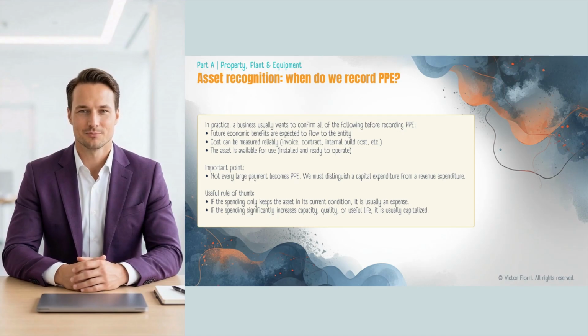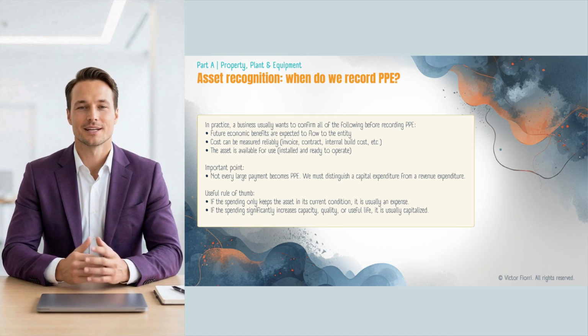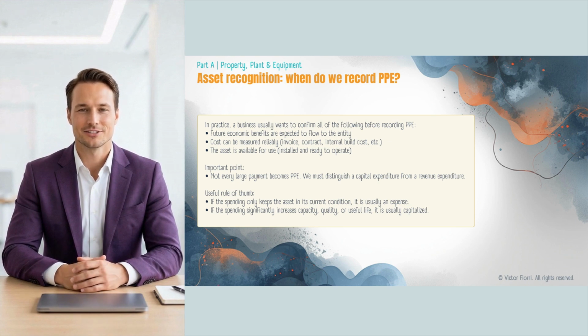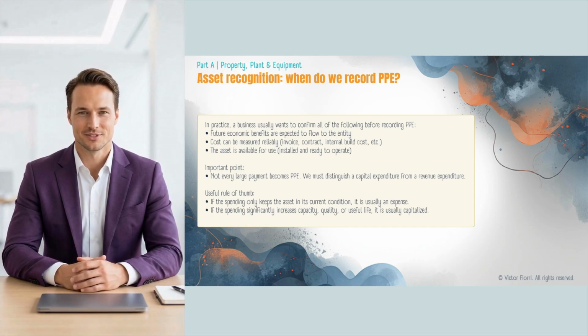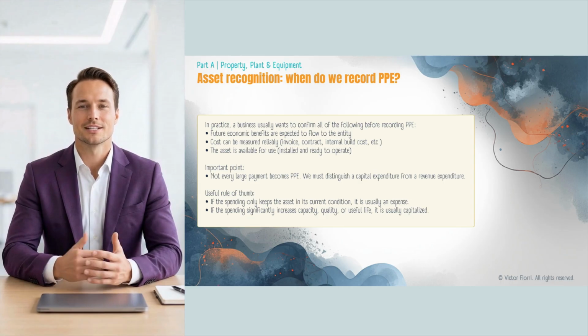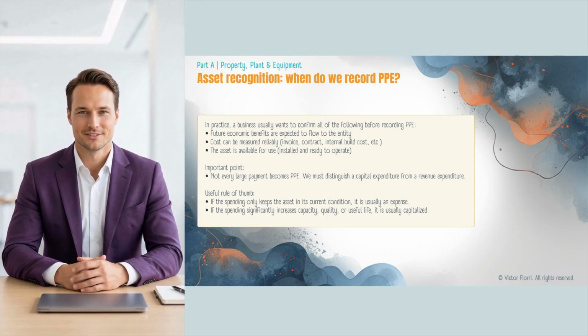Now we ask an important accounting question. When do we record PPE? In practice, a business usually wants to confirm several things before recognizing an asset. It must expect future economic benefits from the asset. It must be able to measure the cost reliably, using documents such as invoices, contracts, or internal build records. And the asset should be available for use, meaning installed and ready to operate.